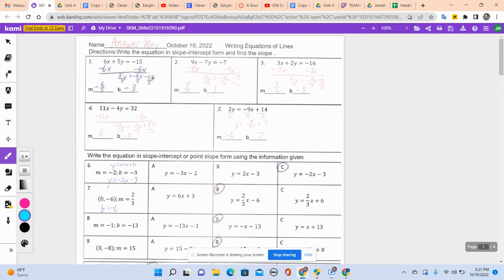Or rather, it's not attached to the x. It's by itself over here. So 15 divided by 5 is 3. And then, of course, there's a minus sign.